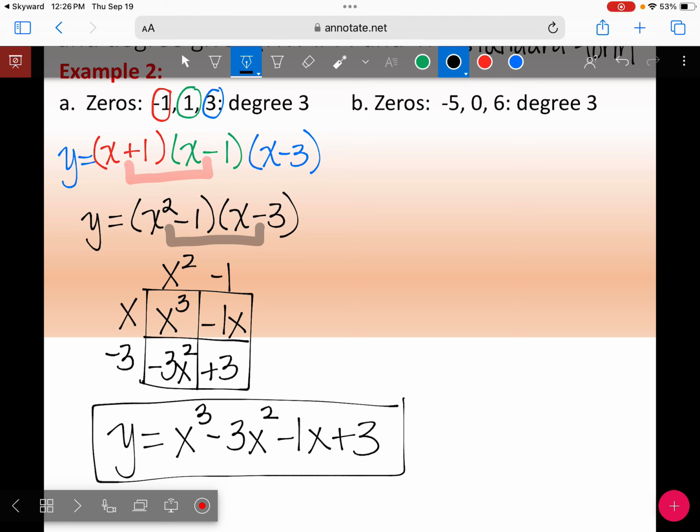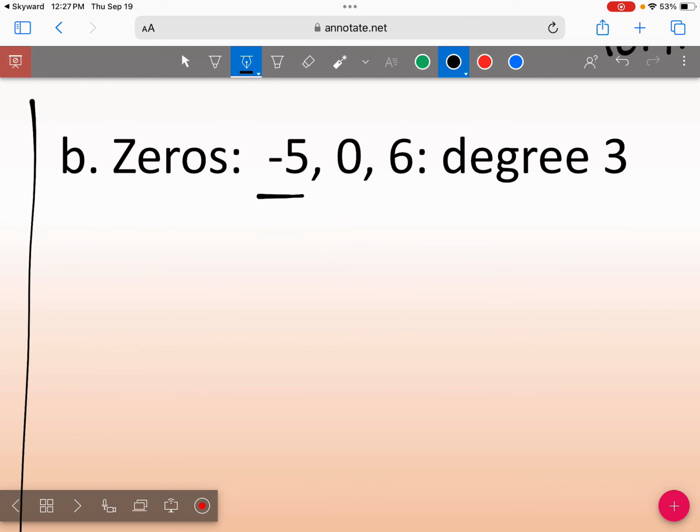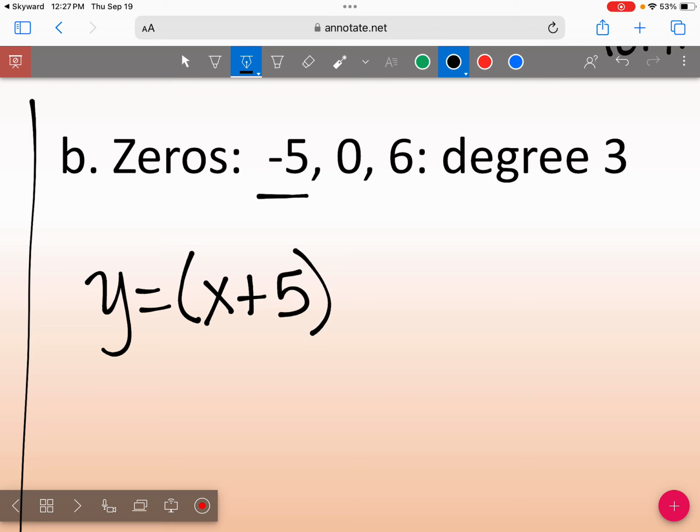All right, let's look at B, and then we'll end there. But I will have you all copy down the next question, though. So here we have a 0 at -5. So what would be my factor? X plus 5.